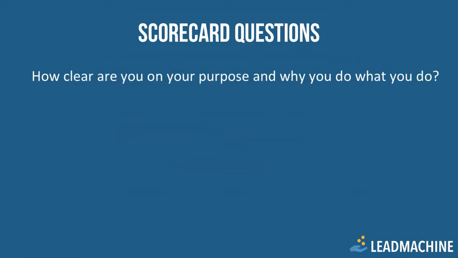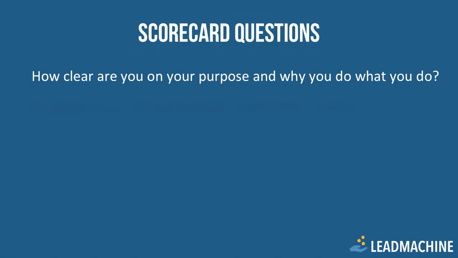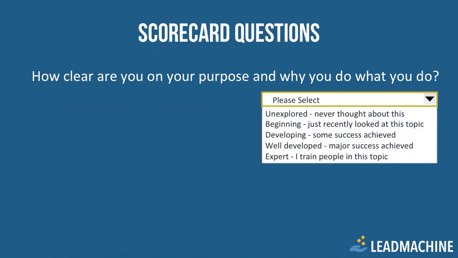So let's just say someone says, how clear are you on your purpose and why do you want to do what you do? This is for someone in leadership. To what degree do you feel you inspire others? And then for each question, we have a drop down: unexplored, beginning, developed, well-developed, and expert. The first three indicate that they're just beginning. The last two indicate that they're actually quite advanced.